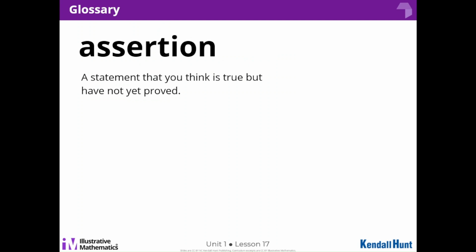We have several glossary terms for this lesson. Assertion, we've talked about previously. This is when you make a statement that you believe to be true, but you have not yet gone through the steps of actually proving it true mathematically.